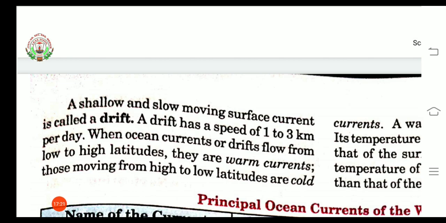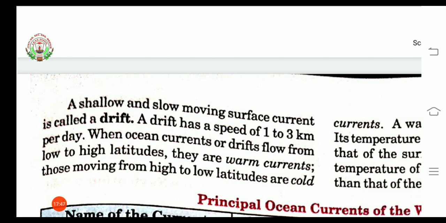Now we have learned about the warm and cold current. By the name we will think that the warm current will be warm and cold current will be cold. But it is not like that. A warm current is not really warm. Its temperature is only a few degrees higher than the temperature of the surrounding water.